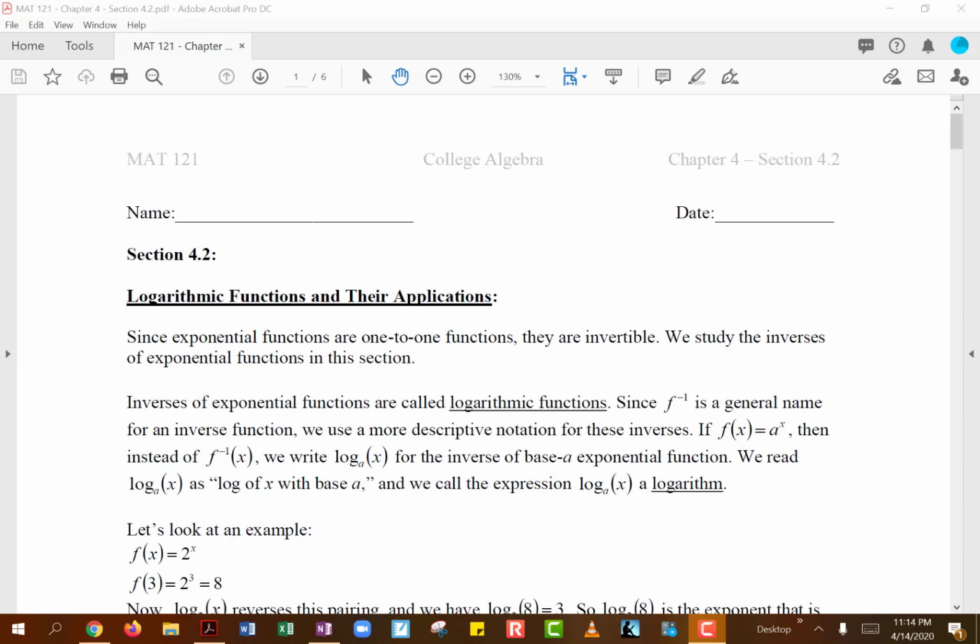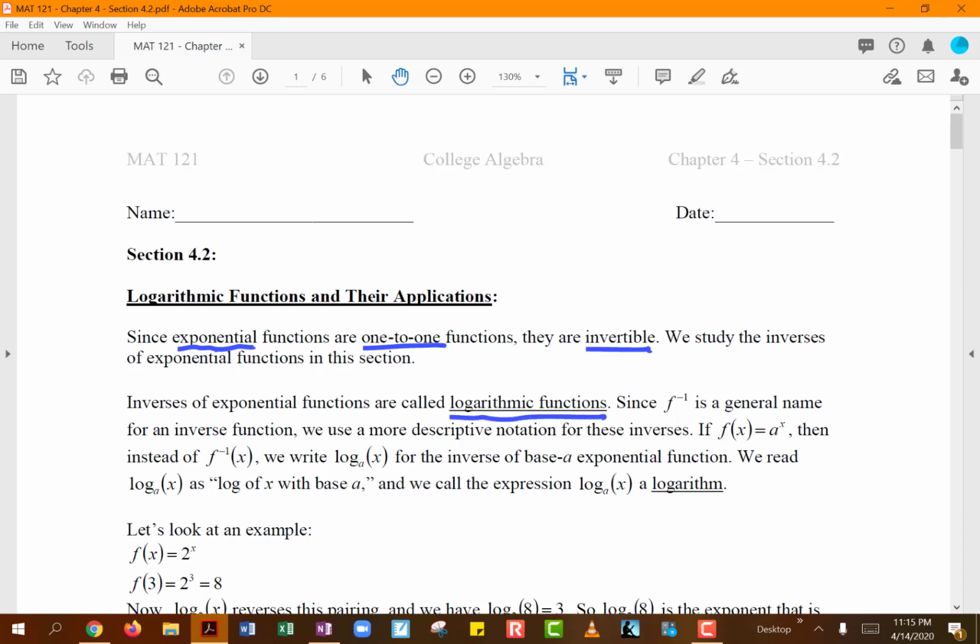So remember how in the last section we had talked about exponential functions, and we said that exponential functions were one-to-one functions. So since exponential functions are one-to-one, it means that they are invertible, which means we can find their inverses. So in this section, we're actually studying the inverses of exponential functions, which will actually be your logarithmic function. So exponential functions and logarithmic functions are basically inverses of each other.